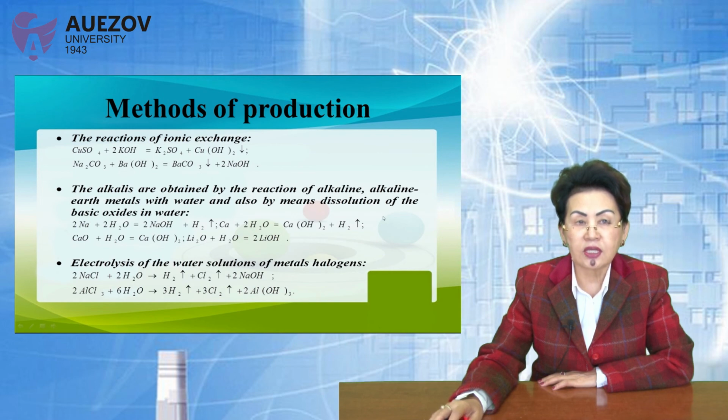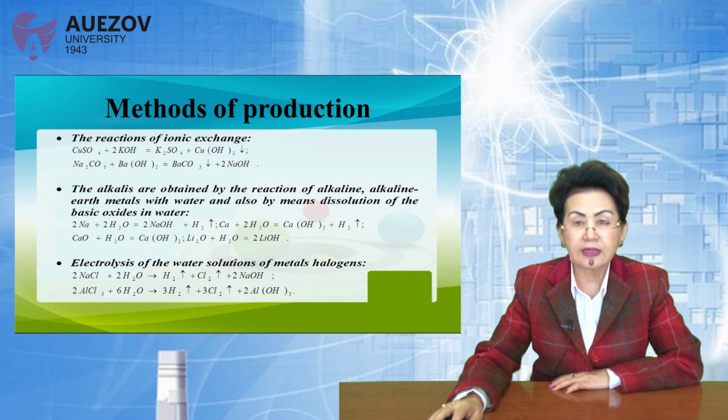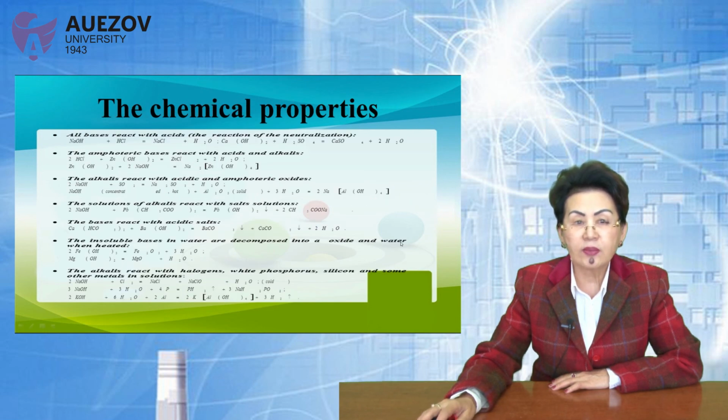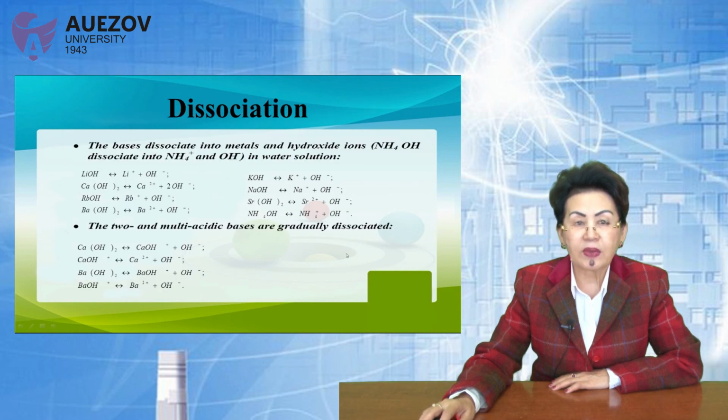Methods of production. Next, first, the reaction of ionic exchange. The alkalis are obtained by the reaction of alkali and alkaline earth metals with water, and also by means of dissociation of the base oxides in water. And the next, electrolysis of the water solution of metal halides. The chemical properties. Next, chemical reactions. Dissociation. The bases dissociate into metal and hydroxide ions in water solution.